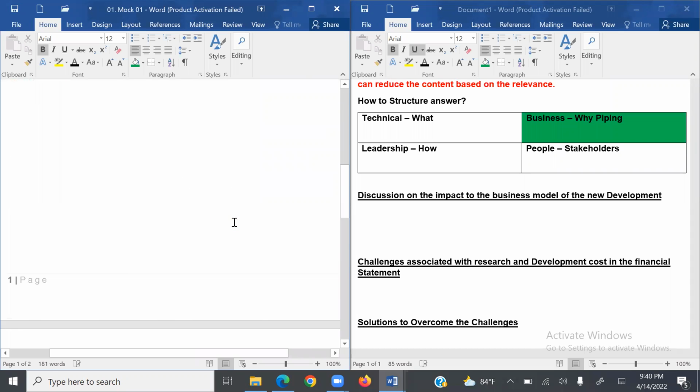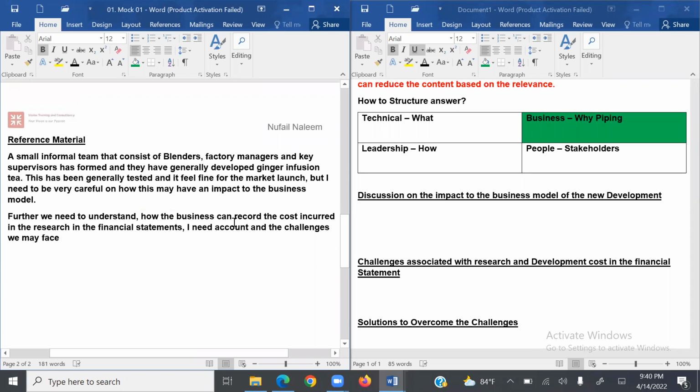So students, coming into the reference material. A small informal team that consists of blenders, factory managers, and key supervisors has formed, and they have generally developed ginger infusion tea. I will underline the term ginger infusion tea. This has been tested and it feels fine for the market launch. But I need to be very careful on how this may have an impact to the business model.